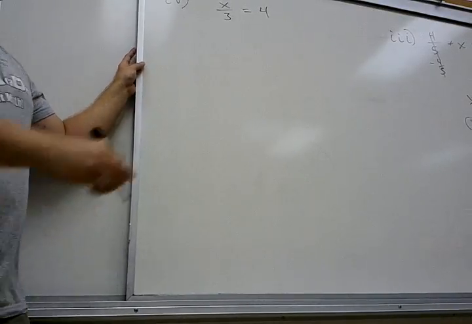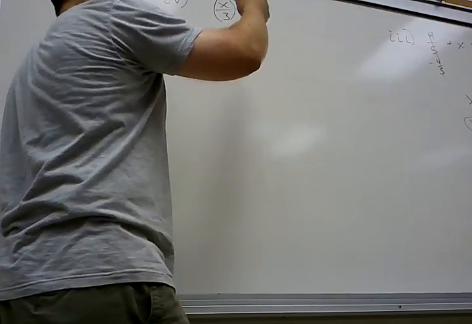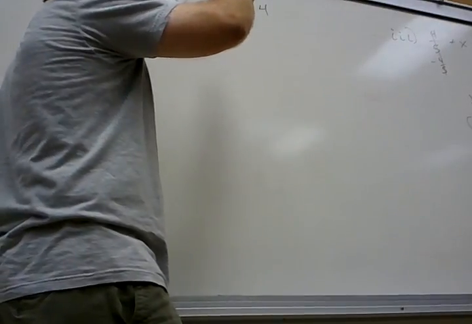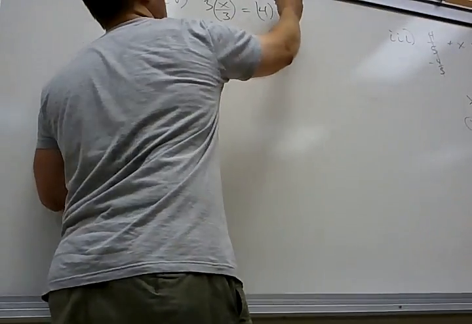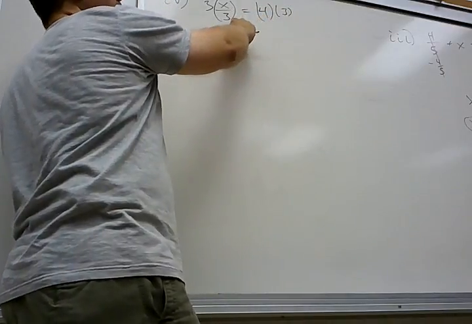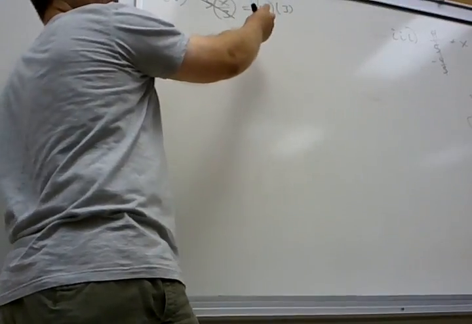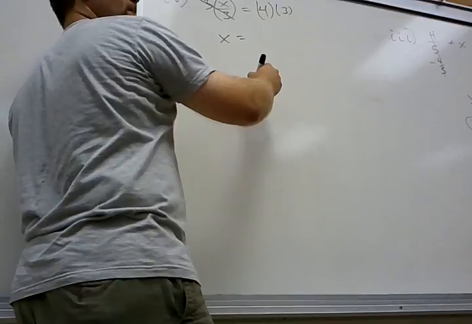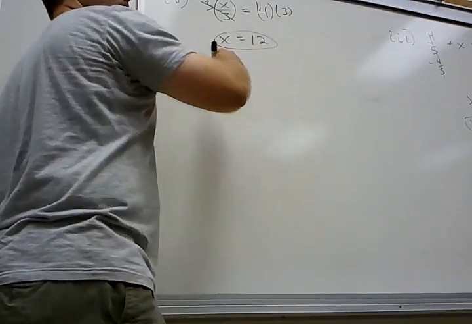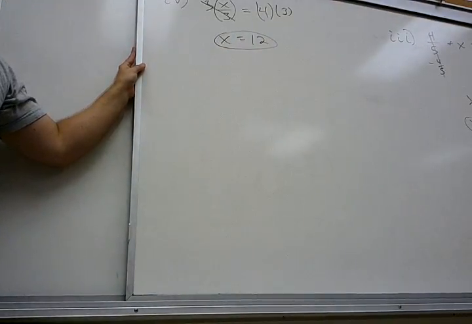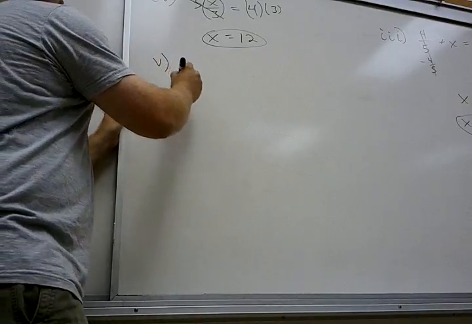Multiply it by 3. Yeah, exactly. And again, what's the idea? You undo what's being done to dig the x out, right? It's being divided by 3, so how would I kill the 3? Multiply by 3. 12. I love it. Good. All right. So what if I had this here?